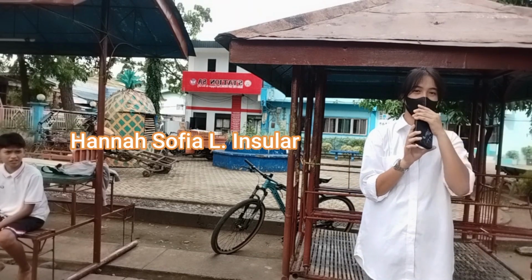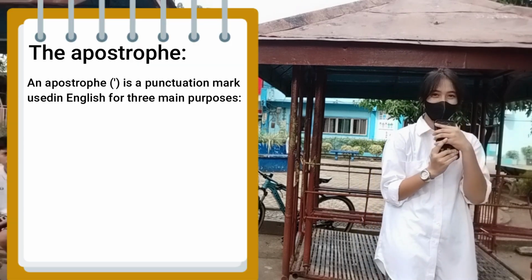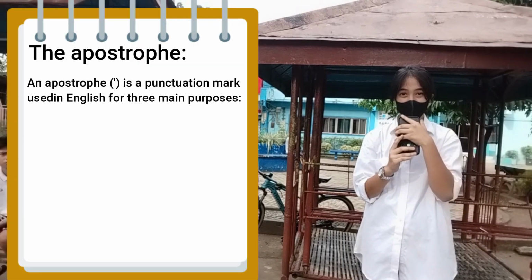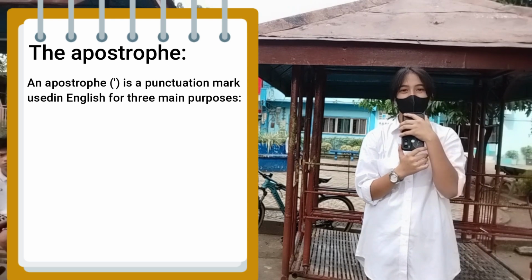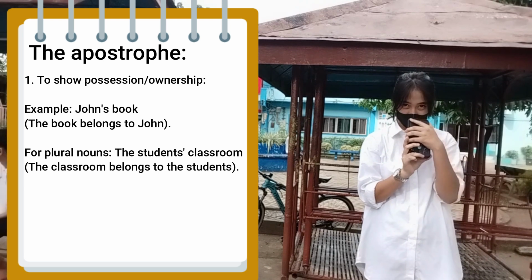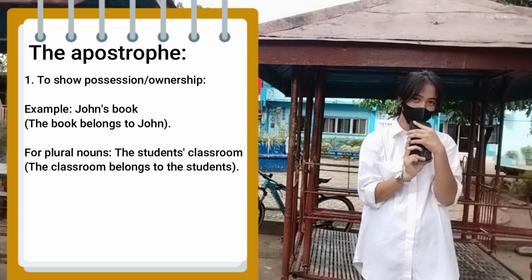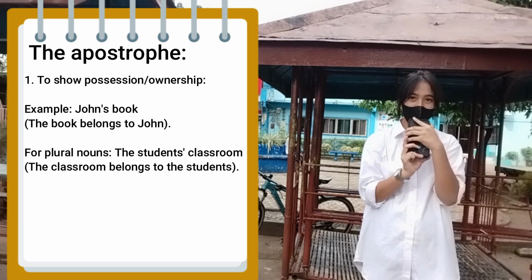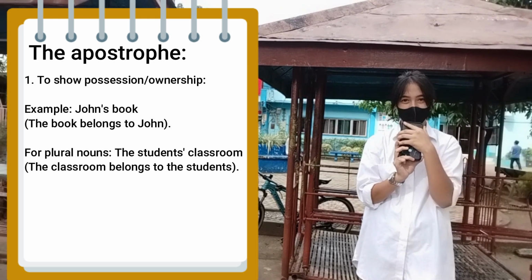Good morning, everyone. My name is Hannah Sofia Lancelar, and my topic is the apostrophe. An apostrophe is a punctuation mark used in English for three main purposes. Number one, to show possession and ownership. Example, John's book. The book belongs to John. For plural nouns, the students' classroom. The classroom belongs to the students.